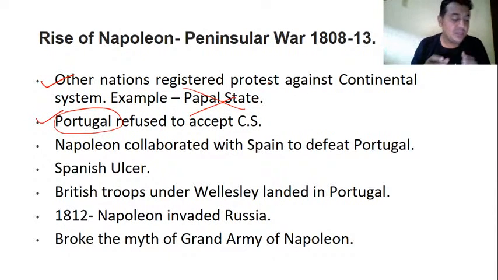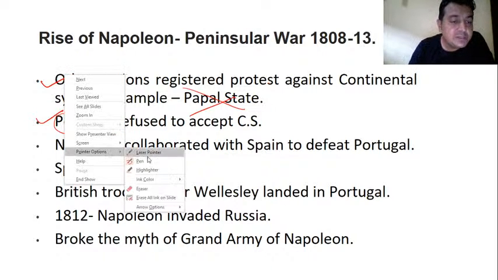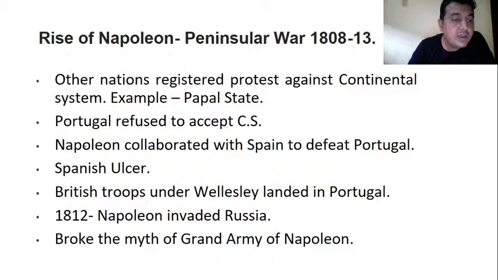That means if we have limited knowledge of that particular country right now, it was not that powerful during the time of Napoleon as well. A small country was there known as Portugal. Portugal was not powerful like Britain. Still, Portugal refused to accept the continental system. Let me show you with the help of a map.